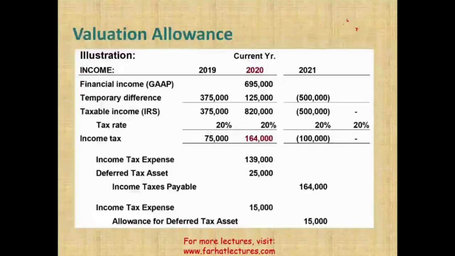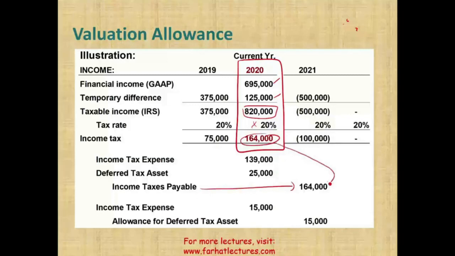So here's what's going to happen. In 2020, we have financial income of $695,000 minus the temporary difference. It's going to give us taxable income of $820,000, which was given to us, times 20%, $164,000. So we credit income taxes payable $164,000. Then the deferred tax asset: they told us it's going to increase from $375,000 to $500,000. It means an increase of $125,000, times 20%, that's going to give me $25,000. My DTA will increase by $25,000. My income tax expense equals my current minus my increase in my deferred tax asset. My income tax expense equals $139,000. So I just booked my DTA.